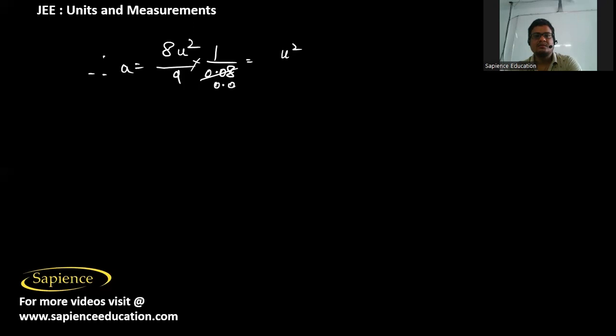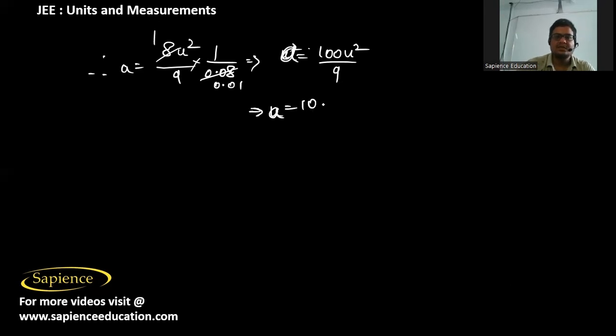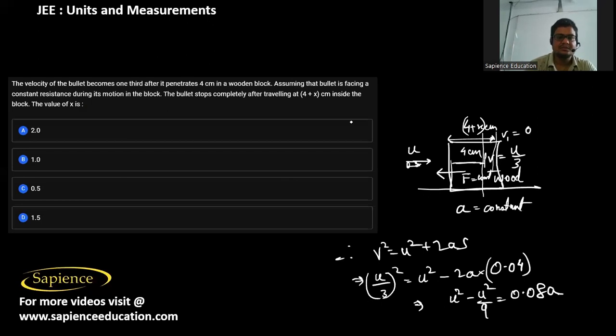So 8 by 0.08 is 100. So therefore a is equal to 100 u square by 9. Sorry, a is equal to 100 u square by 9. It means the retardation is 100 u square by 9.